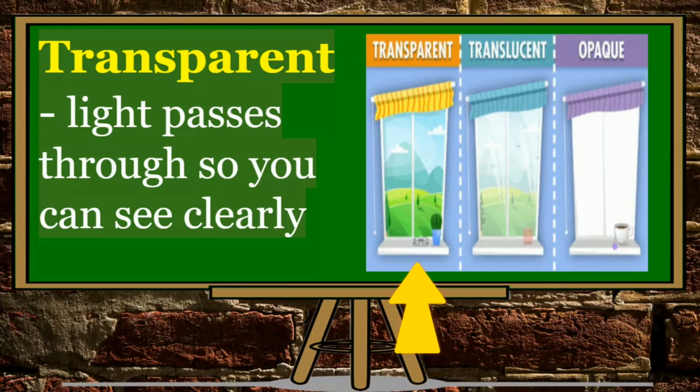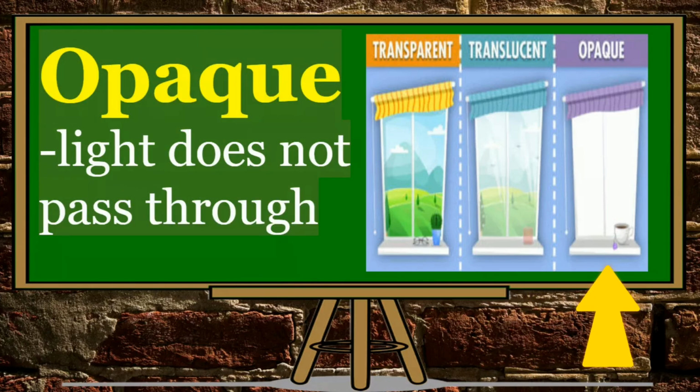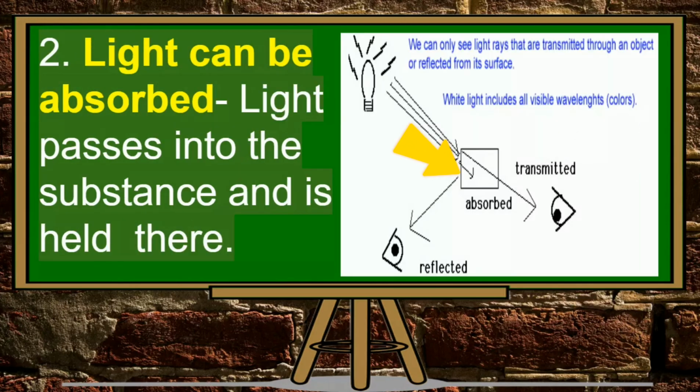Transparent, light passes through so you can see clearly. Translucent, light passes through but it is scattered so you cannot see clearly. Opaque, light does not pass through. Number two, light can be absorbed. Light passes into the substance and is held there.